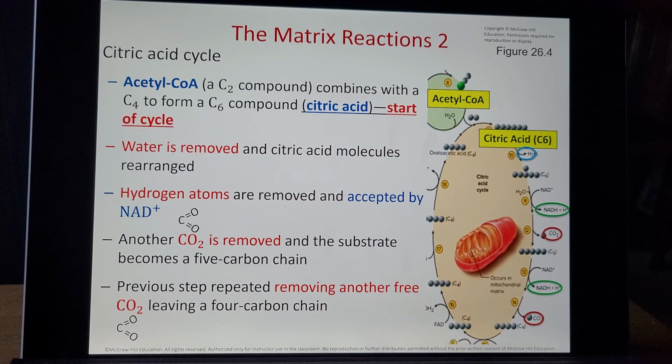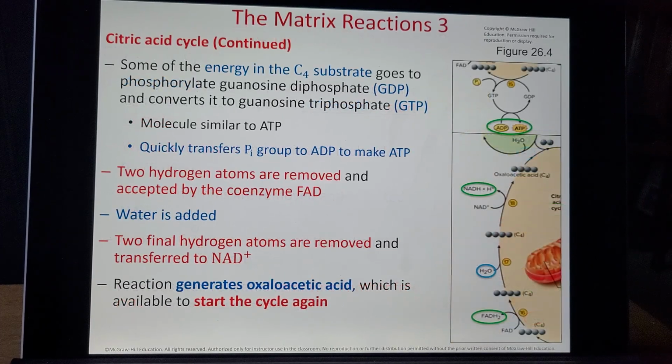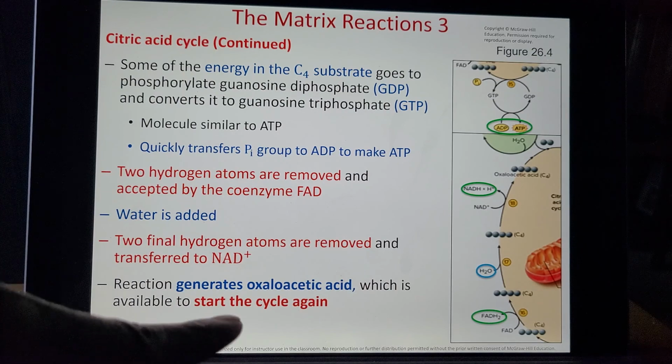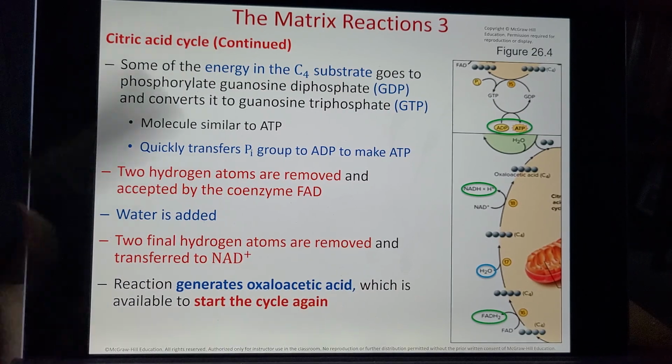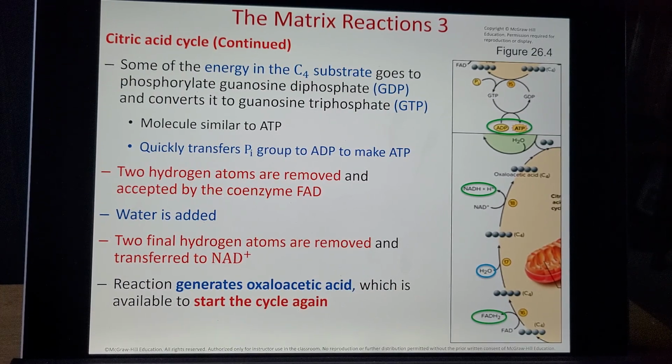There's a bunch of steps in between, but I don't need you to know them because you have other things to learn in this chapter. Eventually, in this whole process, you're removing hydrogens; that's what this process is doing. Removing the hydrogens, you generate some carbon dioxide that you breathe out. And then you regenerate that oxaloacetic acid and start this whole process all over again.